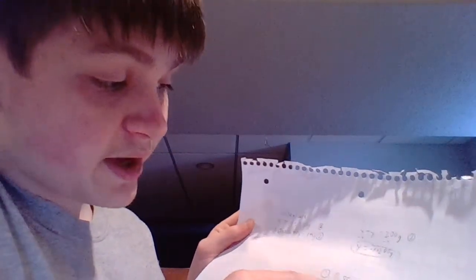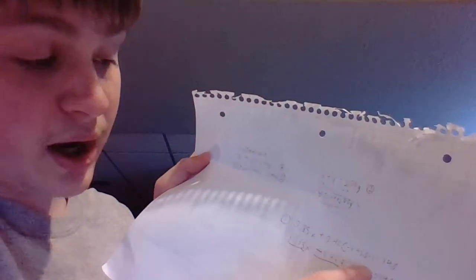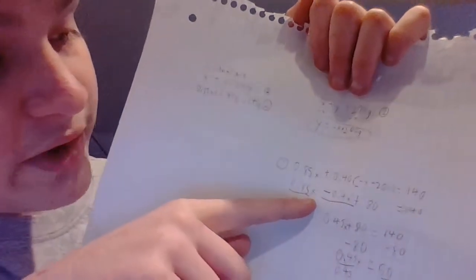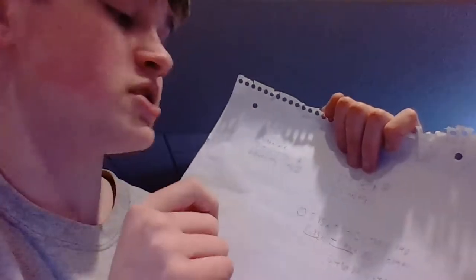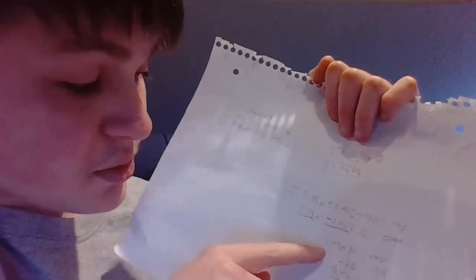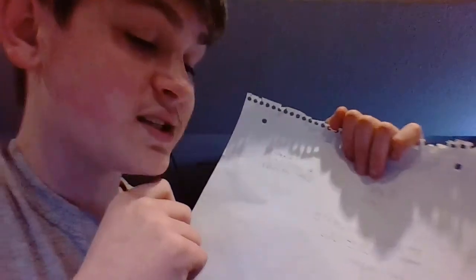Now, we plug that into our second system. That gives us 0.85x plus 0.4 bracket negative x plus 200 bracket equals 140. Now, when you expand the bracket, you get 0.85x minus 0.4x plus 80. Now you collect like terms, 0.85x and negative 0.4x, to equal 0.45x plus 80.